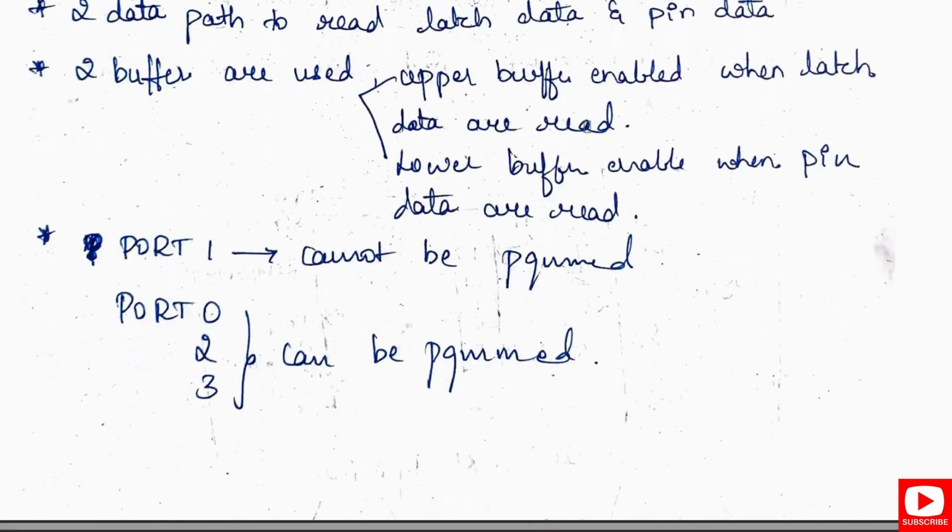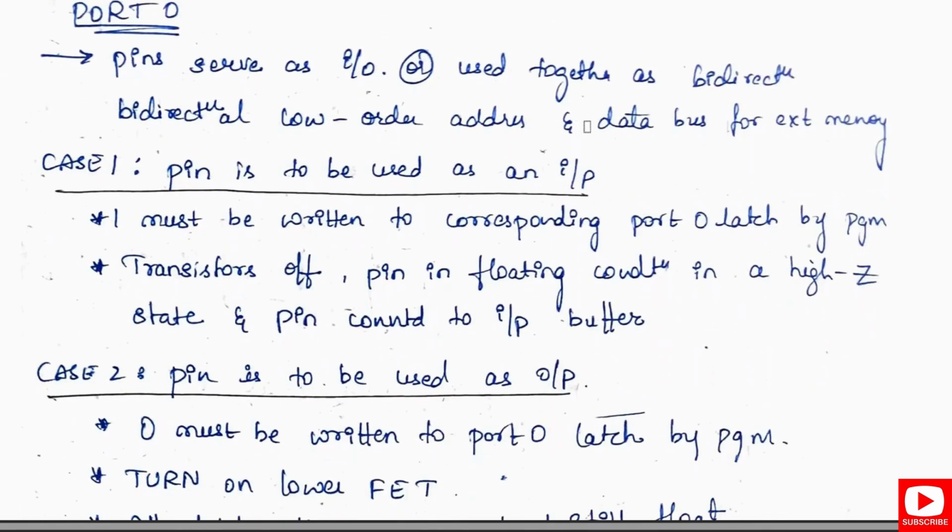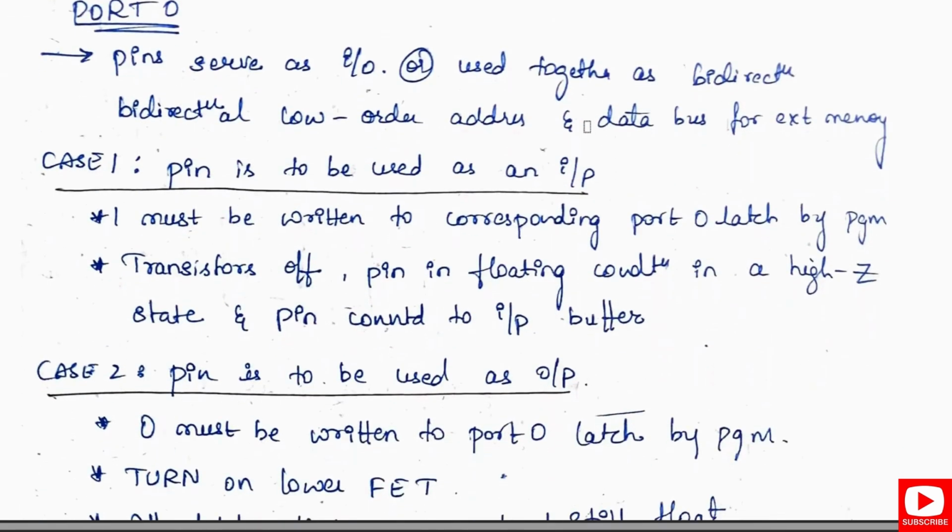Port 1 cannot be programmed for alternate functions; only ports 0, 2, 3 can. We are studying it in detail. Starting with port 0, it serves as both input and output, or can be used together as a bidirectional low order address and data bus for the external memory. Let us consider case 1, where it is used only for input. A 1 must be written to the port 0 latch by the program. The transistors are off here and the pin is in a floating condition, a high impedance state, and the pin is connected to the input buffer.